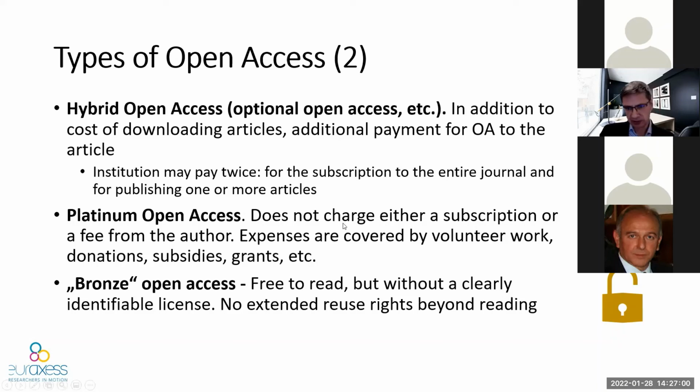Then there is something called Platinum Open Access, where you have really open access, but you don't have to pay anything because that publisher usually has some other sources of funding, like volunteer work, donations, etc. And there is also something called Bronze Open Access. At first glance, it looks like gold, but the license is problematic. It's not clearly identifiable, so you cannot really reuse this paper. So avoid this Bronze Open Access.